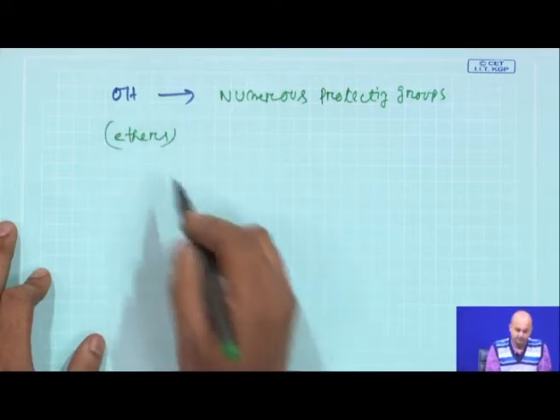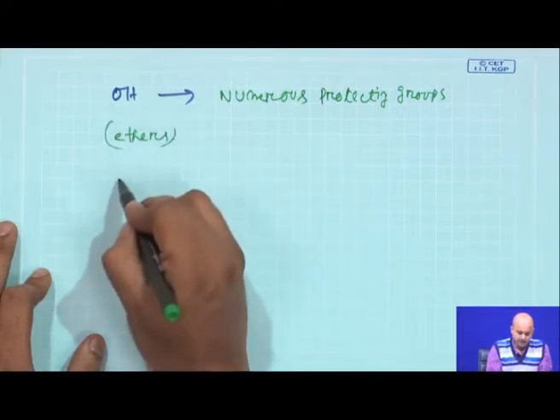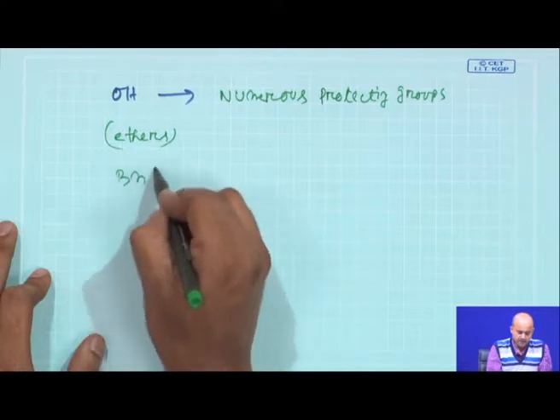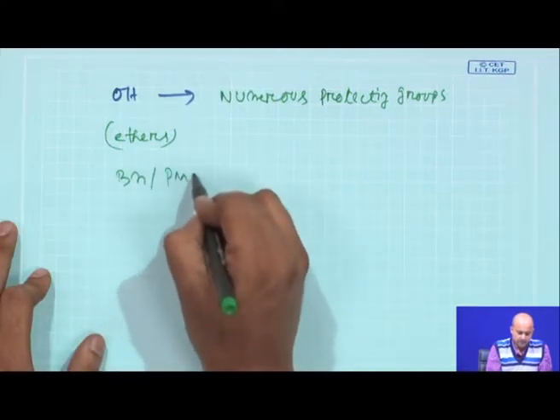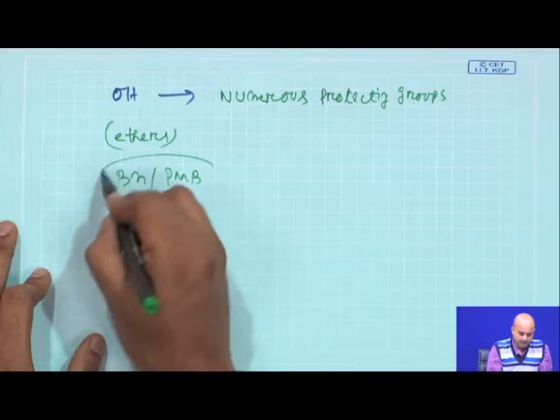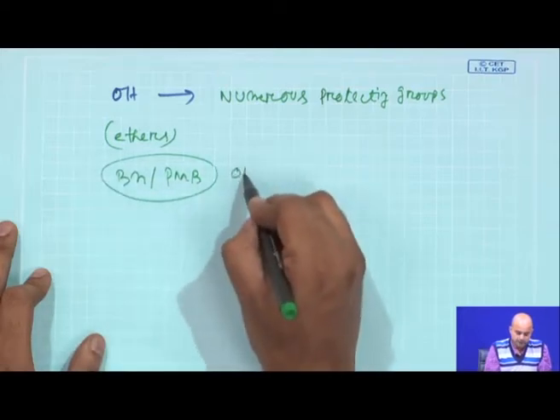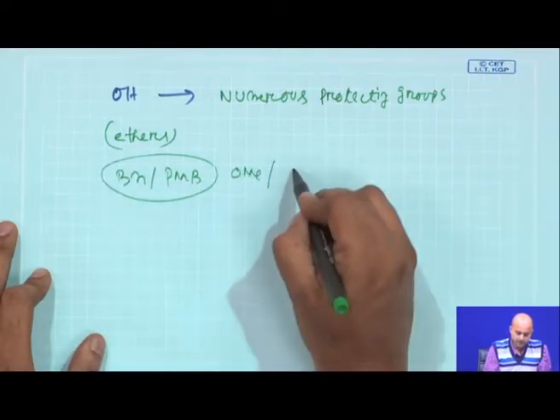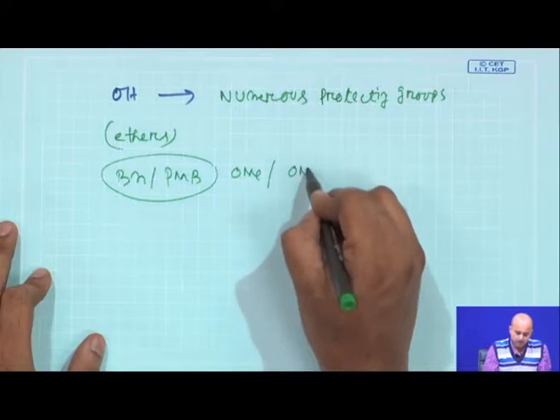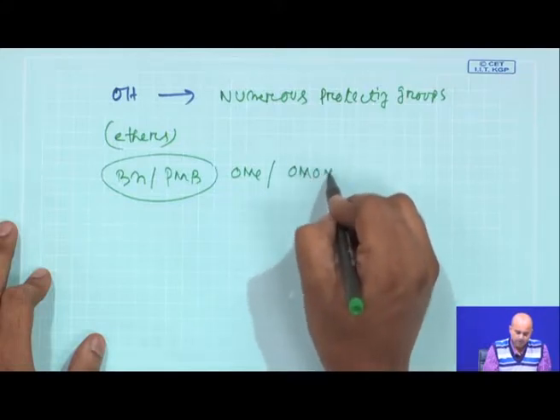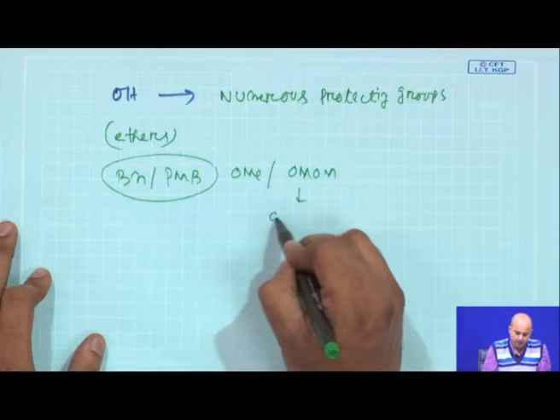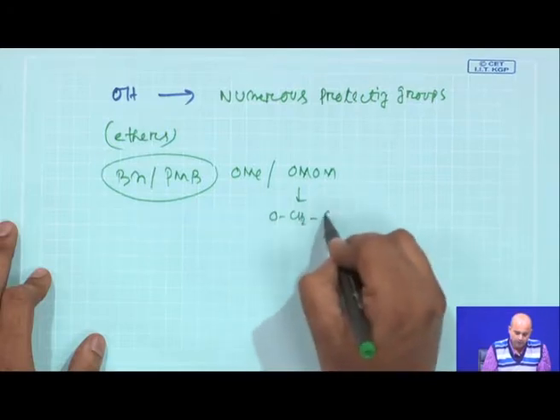You will find ethers like benzyl ether, PMB ether, the most widely known, I am saying, and simple ethers like methoxy ether, called MOM ether. MOM is nothing but methoxy methyl chloride, OCH2OMe.